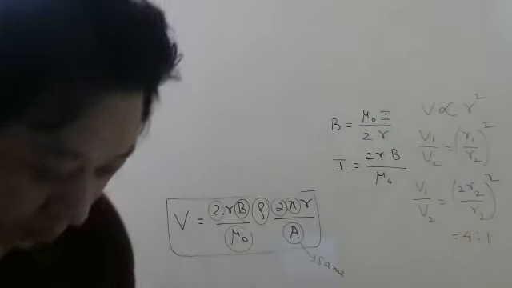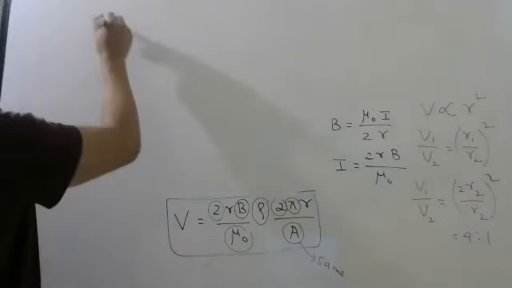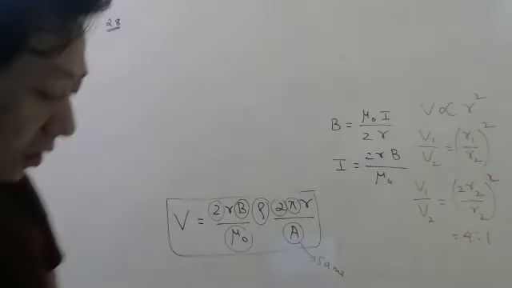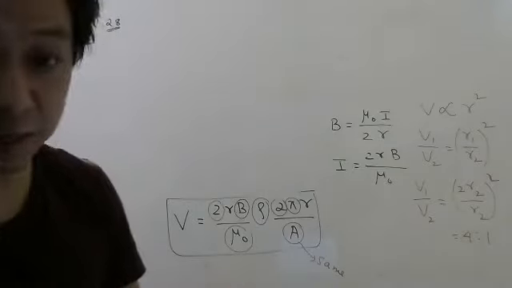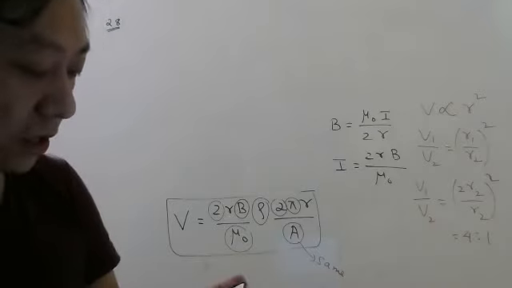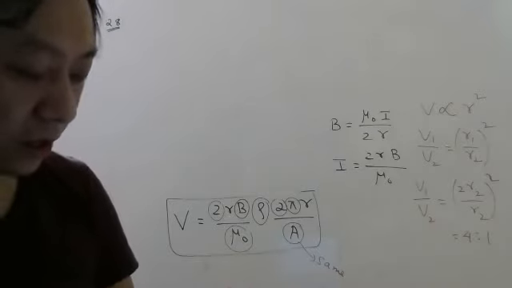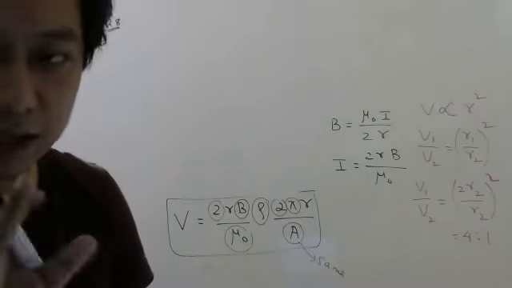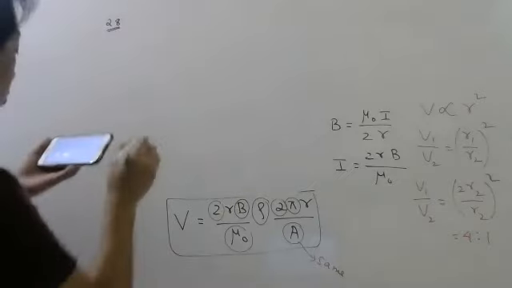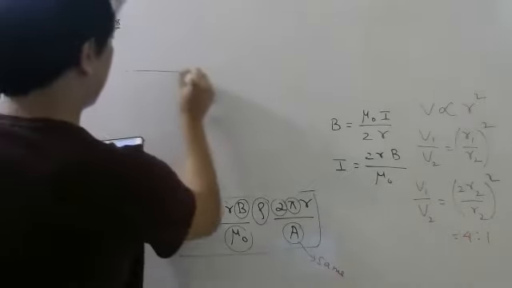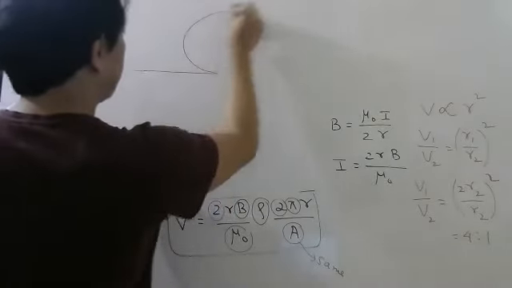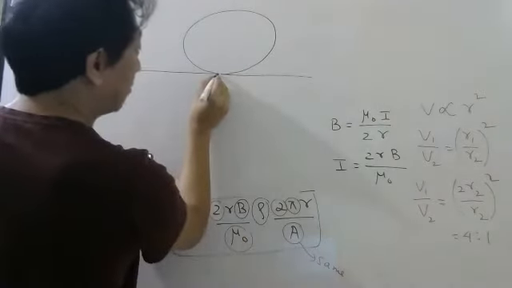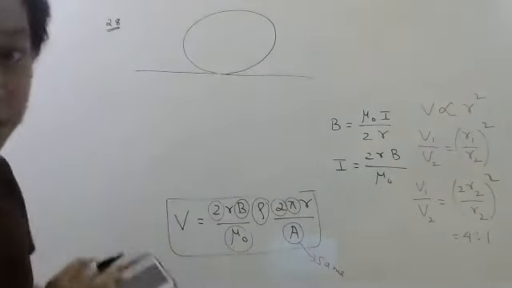Okay. See question number 28. An infinitely long straight conductor is bent into the shape as shown in the figure. It carries a current of I ampere and the radius is small r meter. The magnetic field induction at its center. So the wire looks like this. They have not drawn it very nicely. This part should be very, very small so that you can assume this is a circle only.